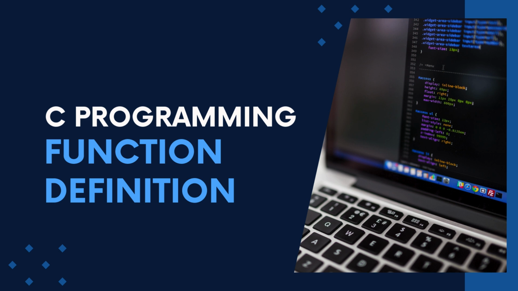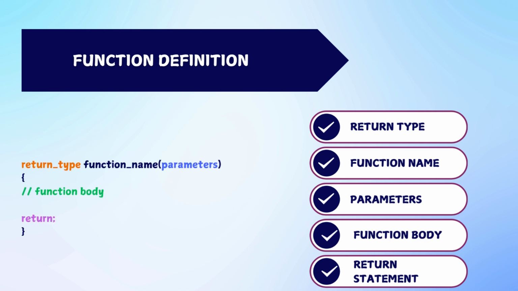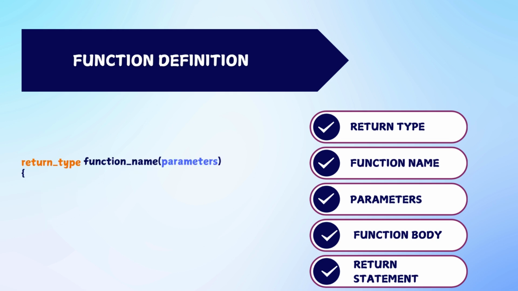Today we are going to cover the function definition part. The function definition tells the program what the function is supposed to do, what inputs it will accept, and what output it will produce. Let's break this down. This is a general syntax of a function definition, which consists of a return type, function name, parameters, function body, and a return statement.